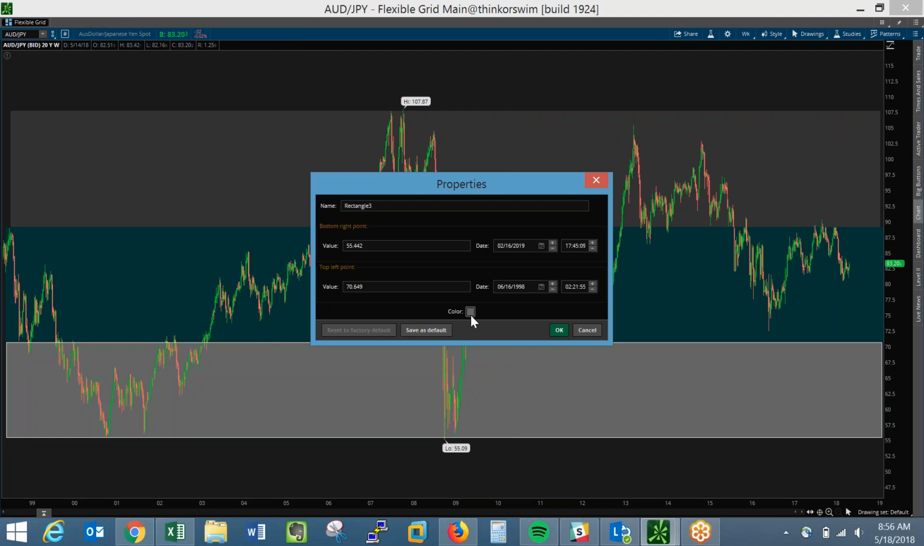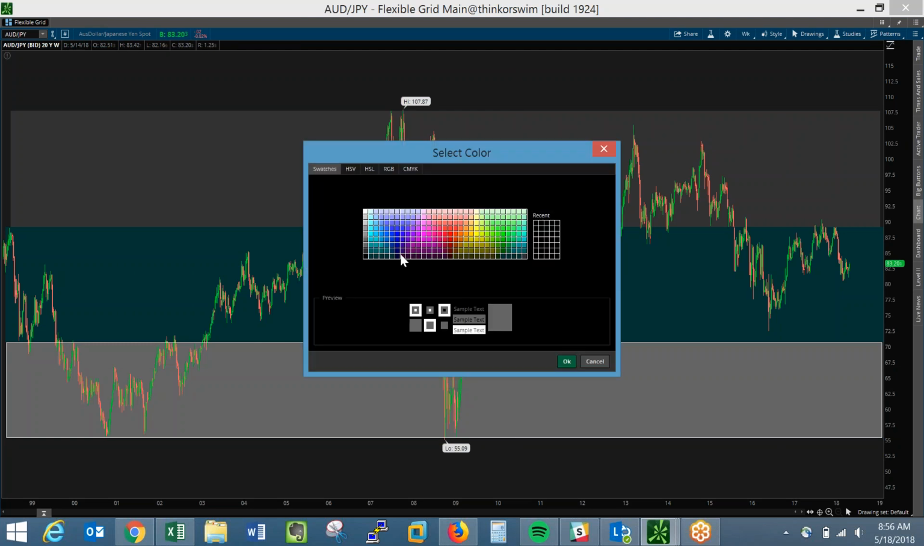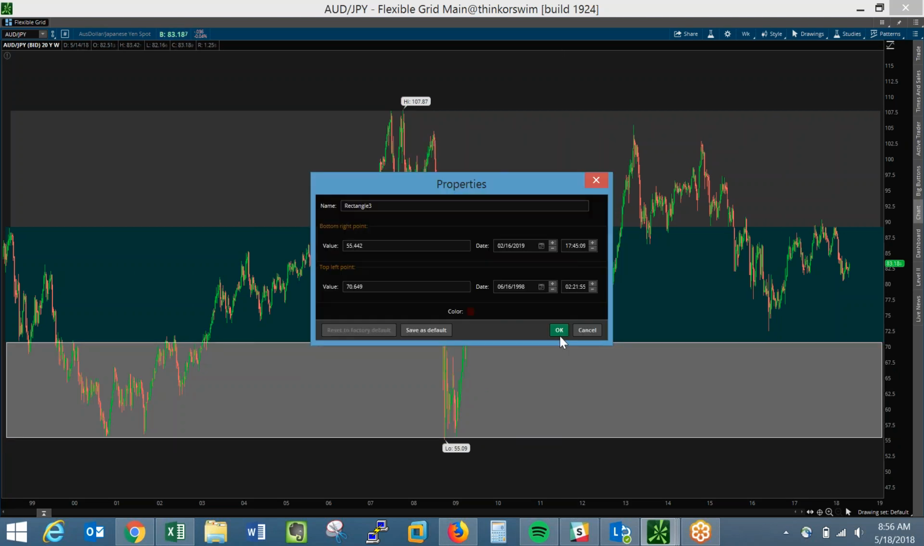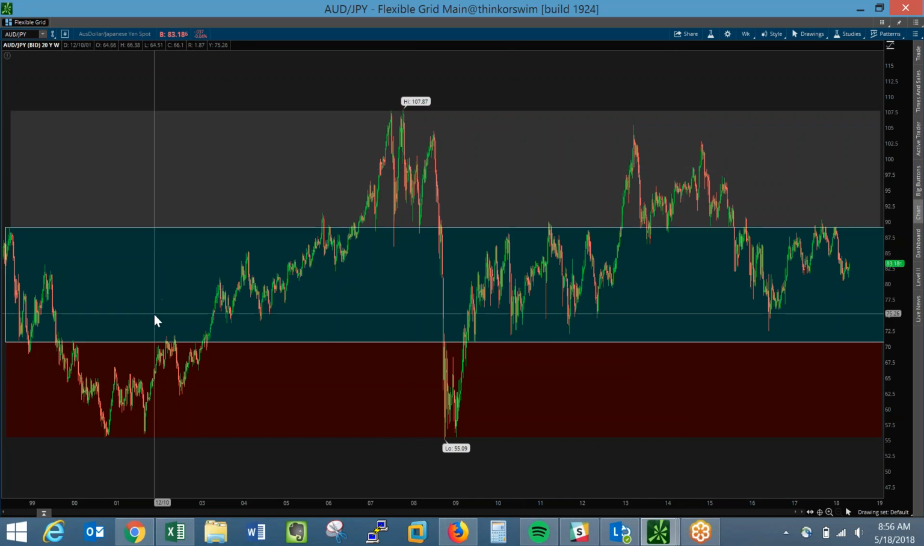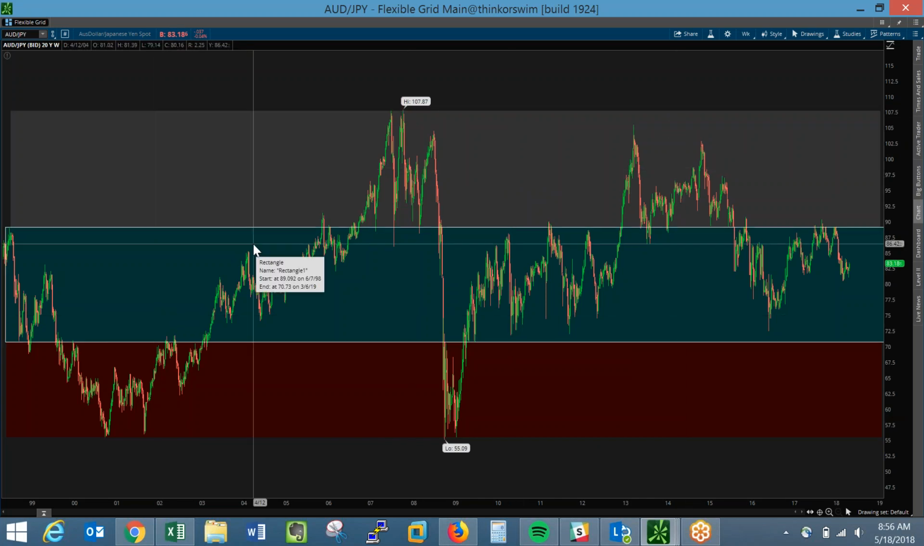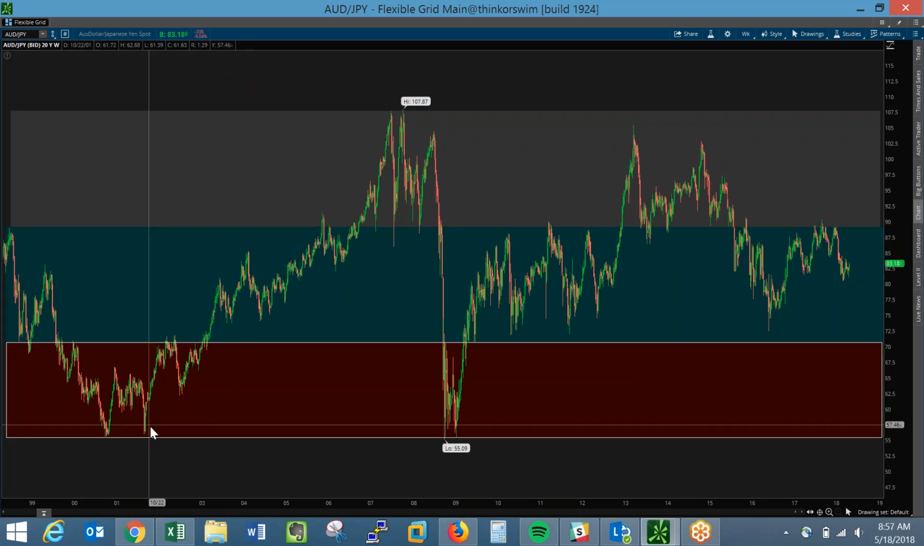So what this does is it allows us time to, here, let's do maybe like a dark red. Okay. So what this does is it allows us to really give ourselves boundaries in terms of the higher time frame before we break and fill.